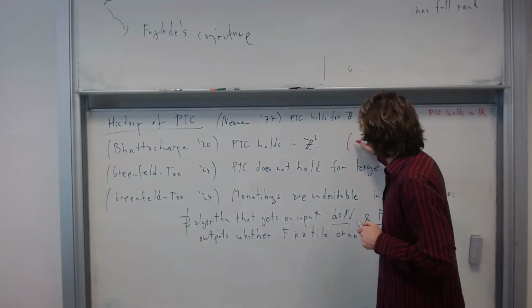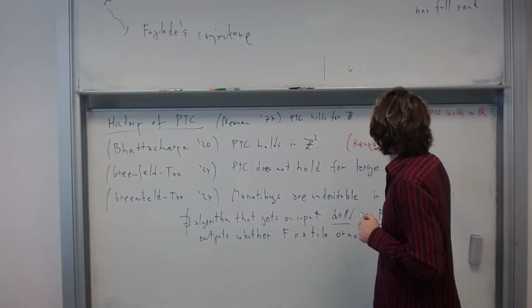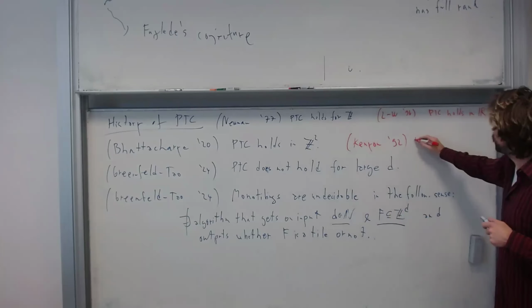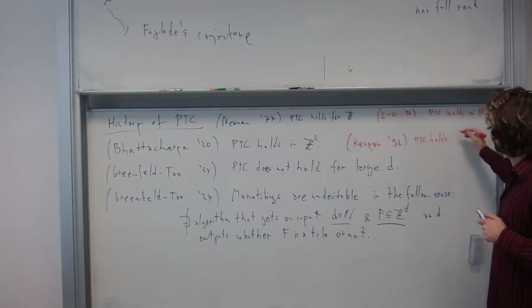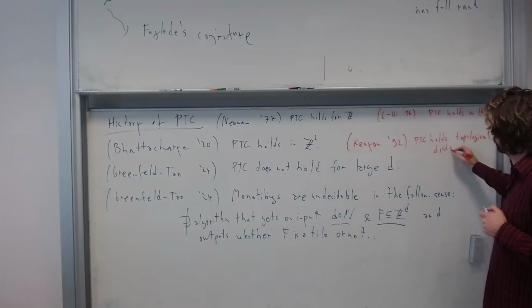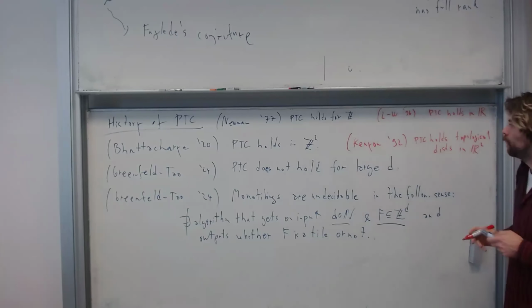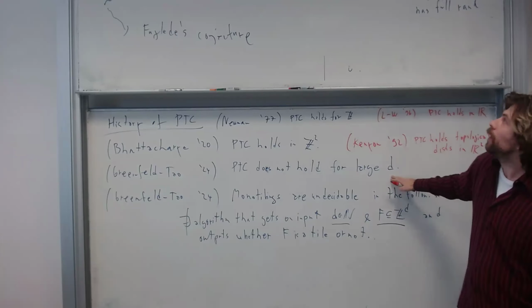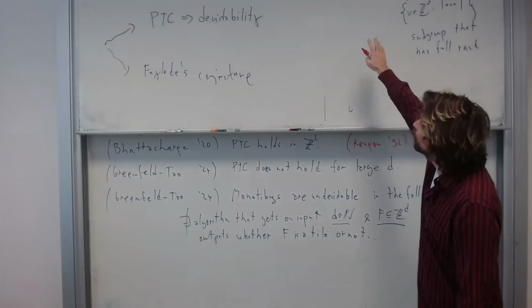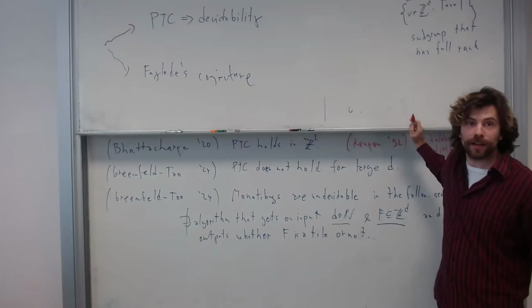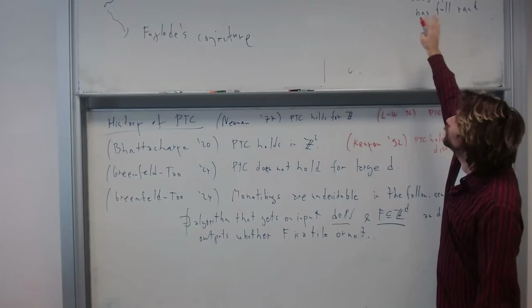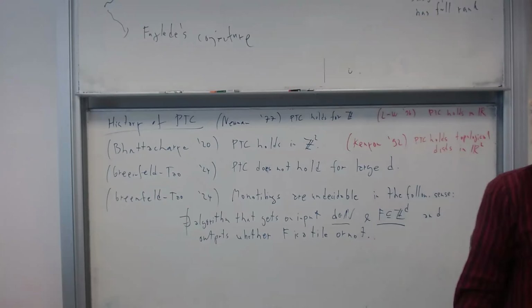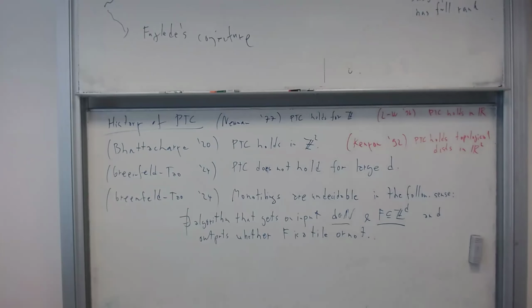And here the best result is Kenyon, which is in '92. The PTC holds for topological disks in R2. And of course, this result also gives a counterexample. I mean, one can define, I didn't define it, but one can define the periodic tiling conjecture also in R^D by basically replacing everywhere Z^D by R^D. Okay, so this is the state of the art.